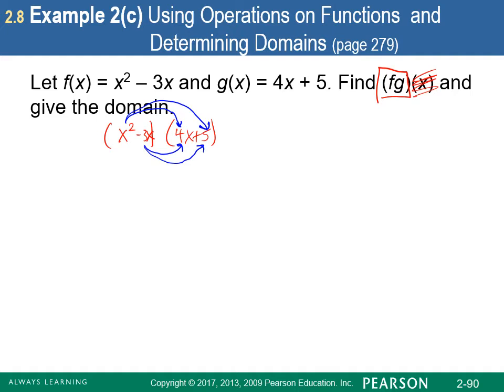So x squared times 4x would be a 4x cubed. x squared times 5 would be a 5x squared. Negative 3x times 4x would be a negative 12x squared. And then negative 3x times 5 would be a negative 15x. The two middle terms can be put together.